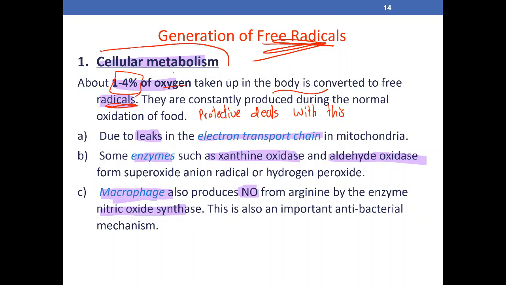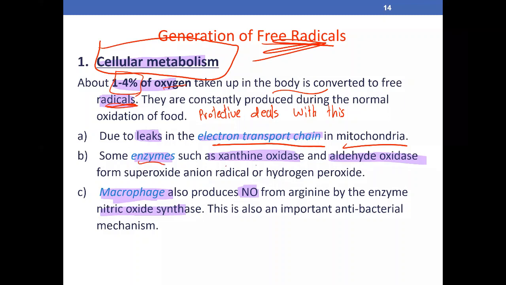Number one is through cellular metabolism, just by existing. You, just by existing, form free radicals. This could be through the electron transport chain, which we just discussed. This could be through enzymes known as xanthine oxidase or aldehyde oxidase. Just remember these enzymes. You don't need to know how they form these free radicals, but they do form free radicals. They have oxidase in them, so that makes them very easy to remember. Just remember oxidase.